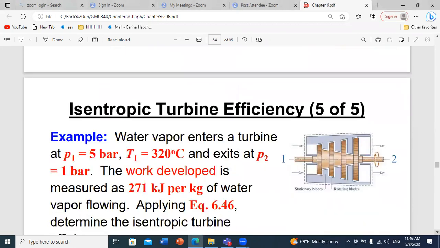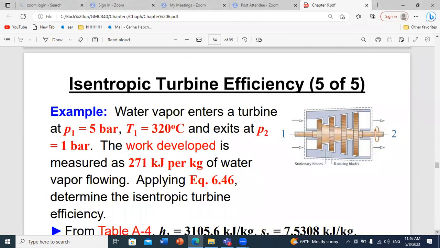If we take, for example, the following problem. Water vapor enters a turbine at a pressure of 5 bar and a temperature of 320 degrees and exits at P2 equal to 1 bar. We want to determine the work developed. The work developed is given. It's measured as 271 kilojoule per kilogram of water. We want to determine the isentropic efficiency. So here they want us to get the isentropic efficiency. Sometimes, conversely, they give us the isentropic efficiency and we find the unknown. Okay, we can change the problem, but the method is the same.